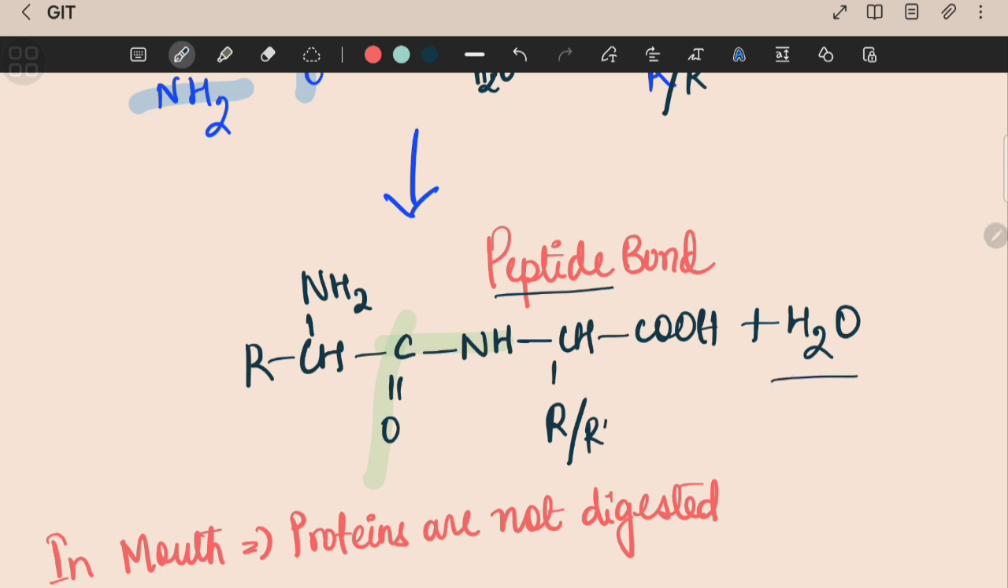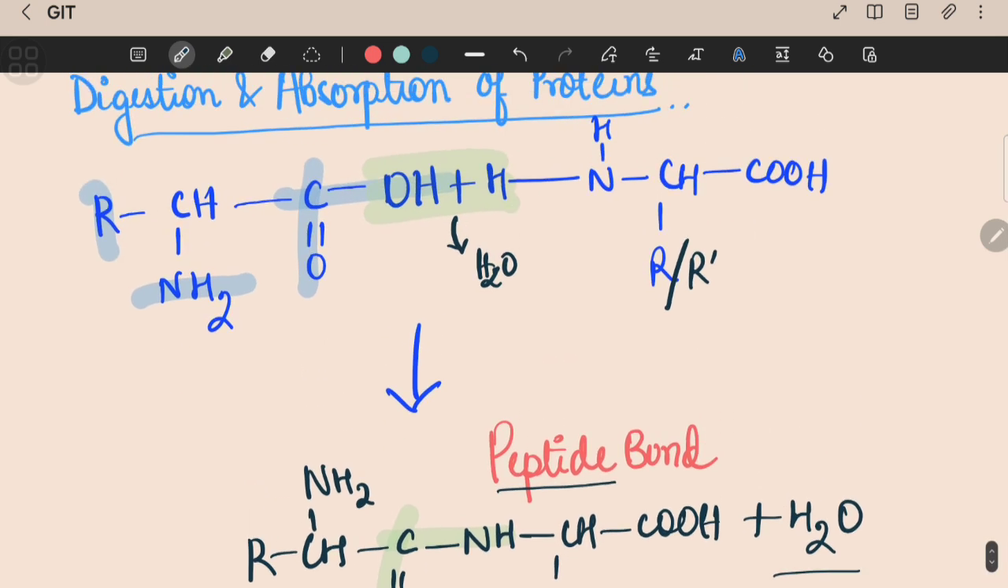Now when we are talking about the digestion of proteins, remember there is a reverse effect, that is hydrolysis. What is hydrolysis? Water will act upon this and split the peptide bond. There will be splitting of the peptide bond, and again there will be formation of the constituent amino acids. So this should be very clear.